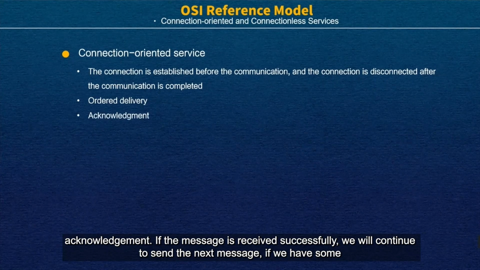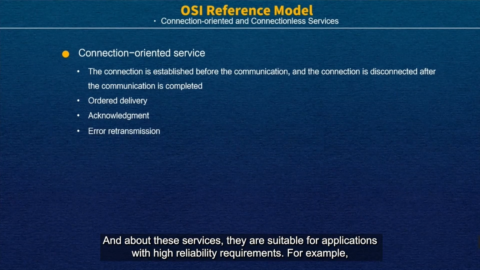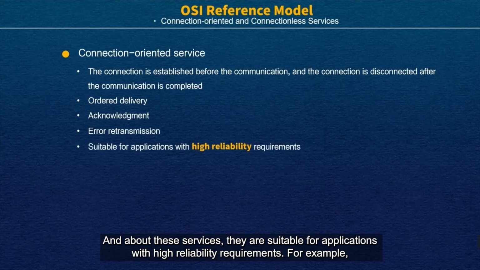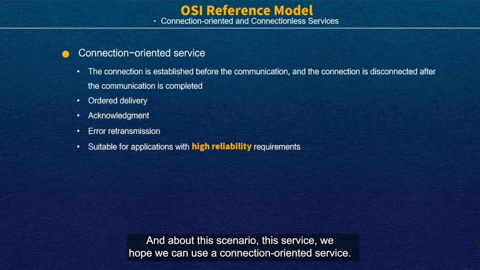If some message is lost or wrong, we have to ask the sender to retransmit the message. This service is suitable for applications with high reliability requirements. For example, maybe you want to get some message from the bank. The password is very important, right? In this scenario, we hope we can use a connection-oriented service.